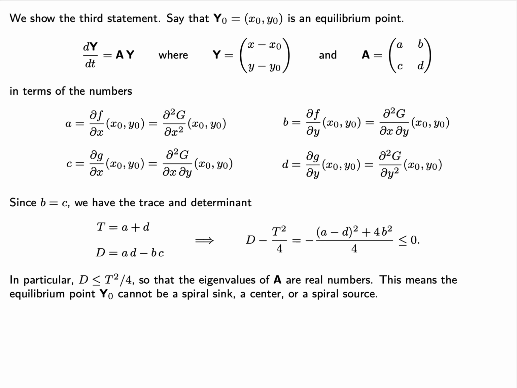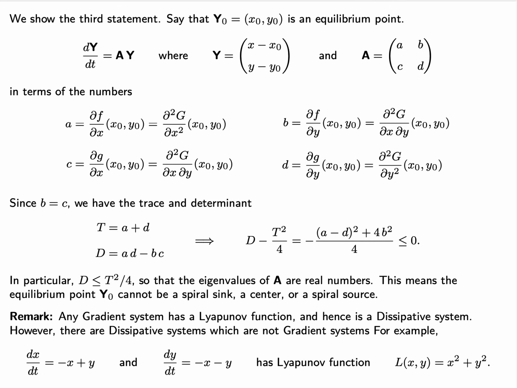Now we can compute capital D minus capital T squared over 4 to find that this must be less than or equal to 0. In particular, D is less than or equal to T squared over 4, so that the eigenvalues of our matrix capital A must be real numbers. This means that the equilibrium point y sub 0 cannot be a spiral sink, a center, or a spiral source.